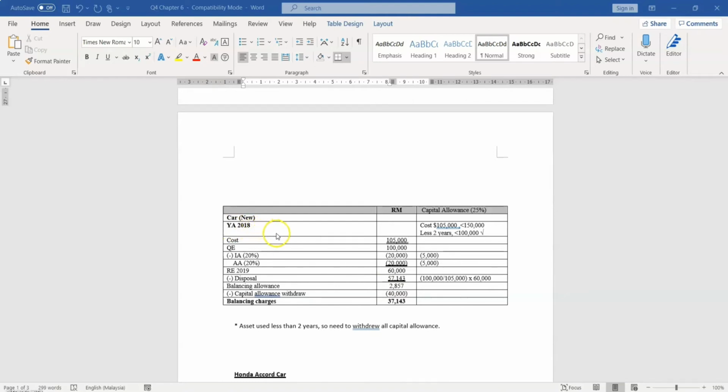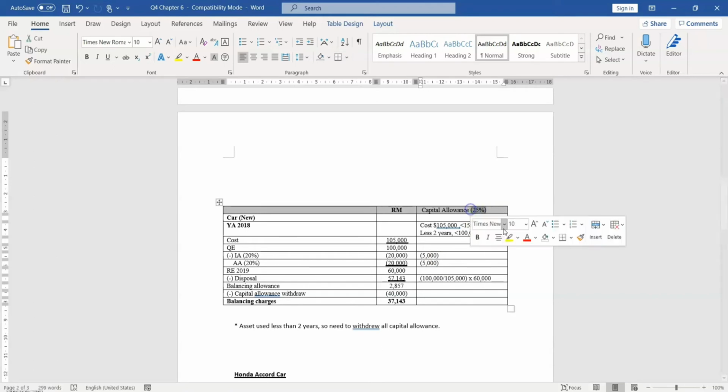And also the question has stated that this car is 75% for private purpose. So we calculate here 25% is for business purpose. So the capital allowance we need to calculate separately for business purpose only. Business purpose 25%, so it's 5,000 each for initial and annual. And then we write it here.